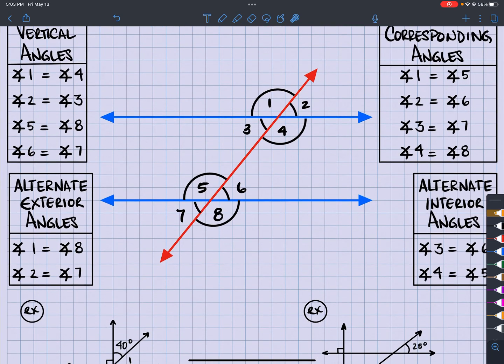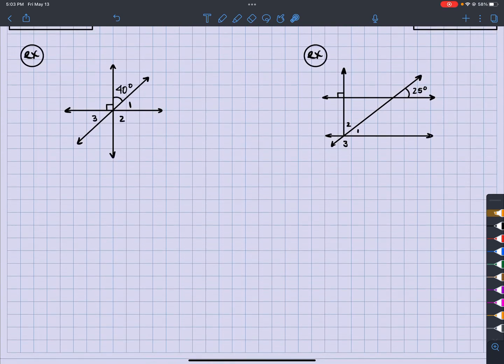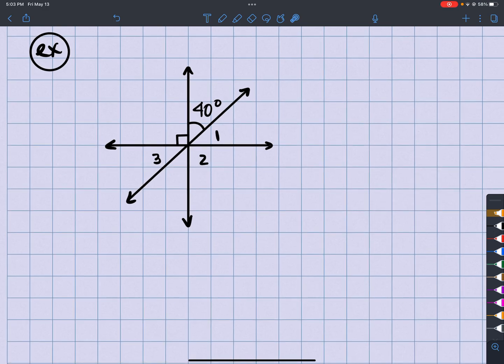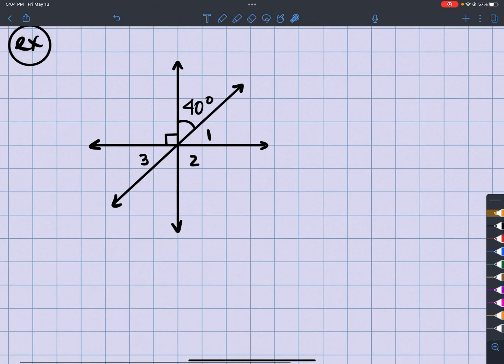All right? So let's do a couple examples because they might give you drawings like this and say, hey, this angle right here is 40 degrees. What is angle 1, angle 2, and angle 3? Well, look at this. This symbol right here tells you that this line here and this line here form a 90 degree angle.